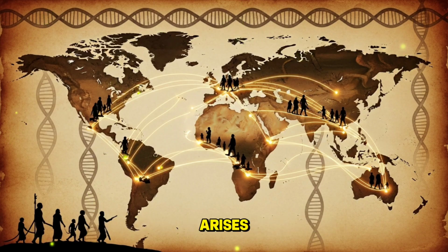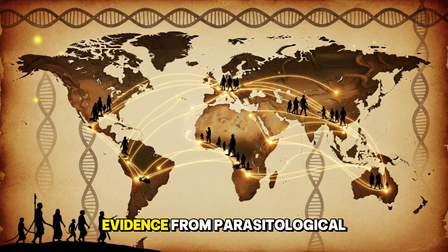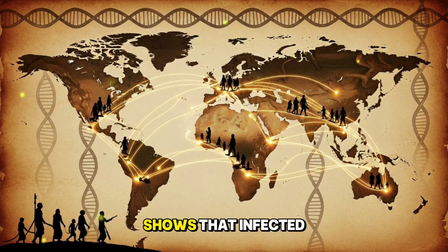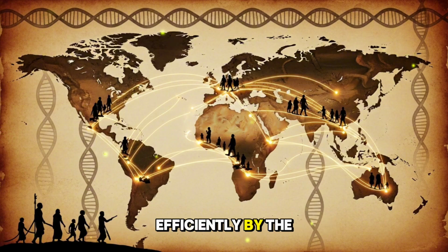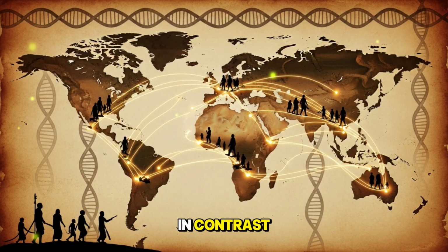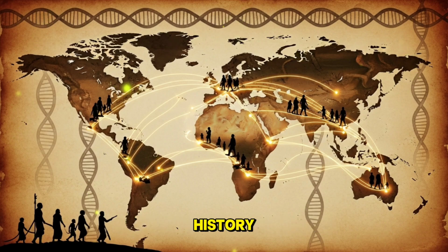Mechanistically, the advantage arises because sickled red blood cells provide a less favorable environment for the malaria parasite. Evidence from parasitological studies shows that infected cells containing hemoglobin S tend to be cleared more efficiently by the spleen, reducing the parasite's ability to replicate. In contrast, individuals with two copies of the allele lack this balance and experience the full clinical expression of sickle cell anemia. Now, population-level frequencies reflect how selective pressures interact with demographic history.